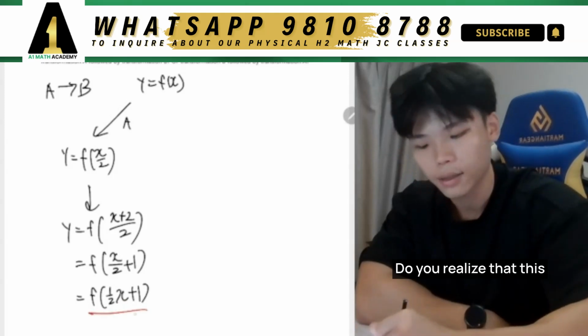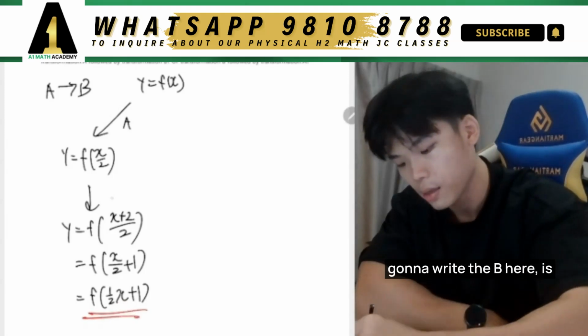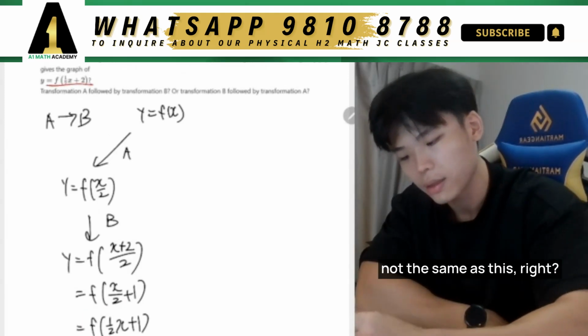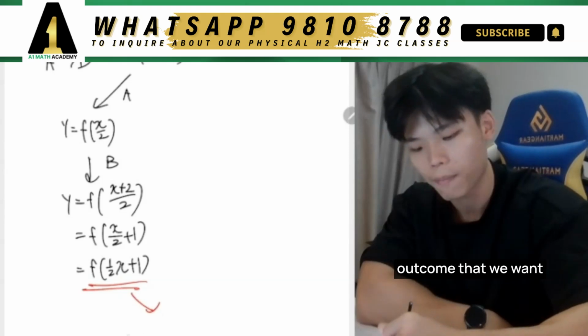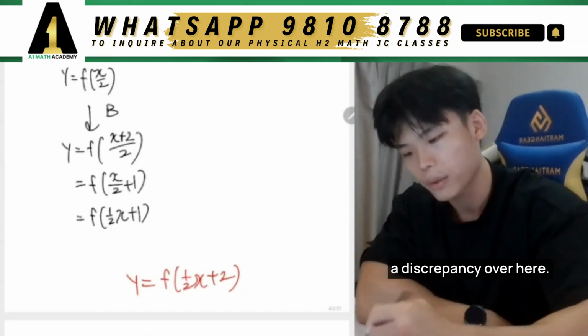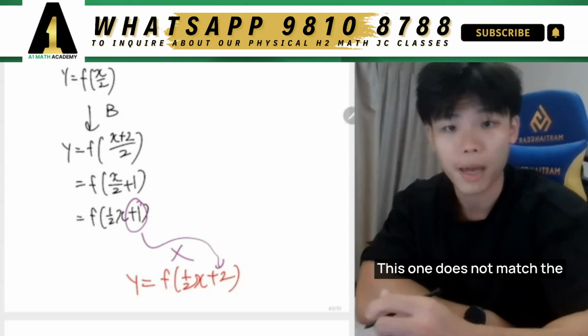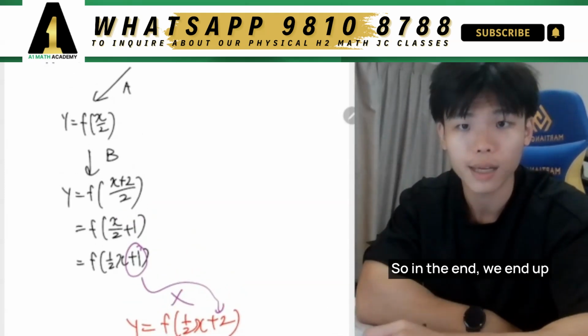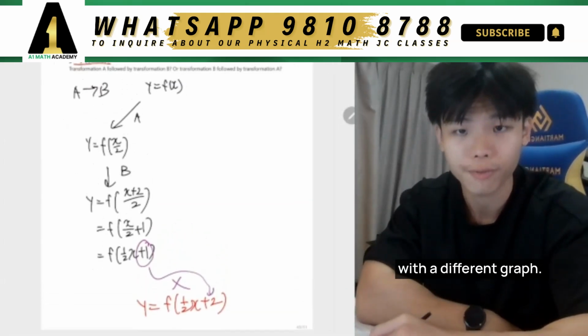Do you realize that this over here, I'm just going to write the b, is not the same as this, right? Because our final outcome that we want is half x plus 2. So you see that there's a discrepancy over here. This one does not match the plus 2 over here, right? So in the end, we end up with a different graph. But now let's try the other way.